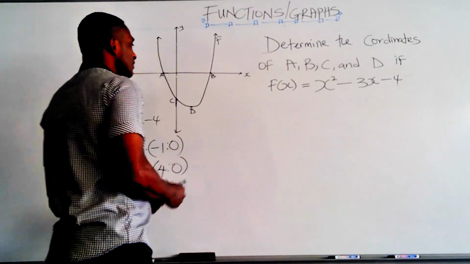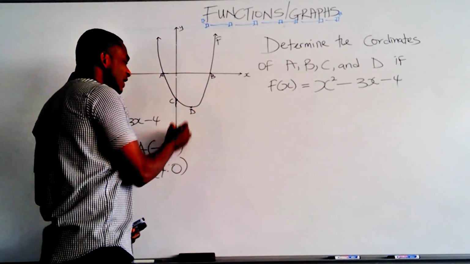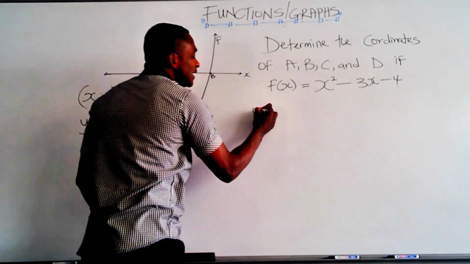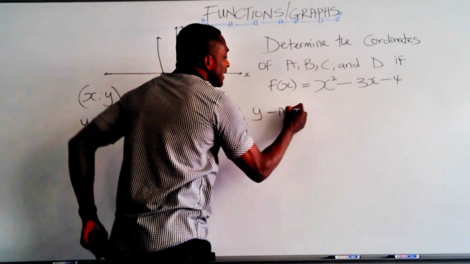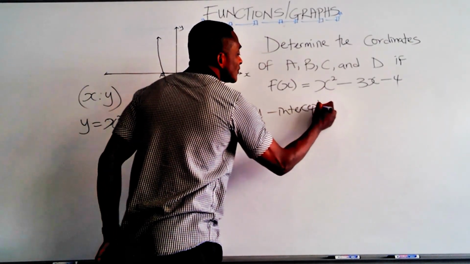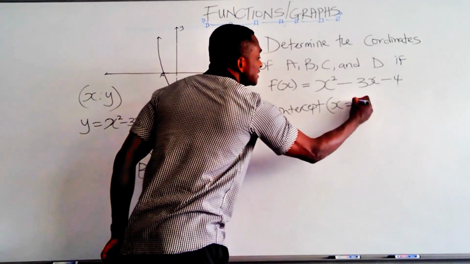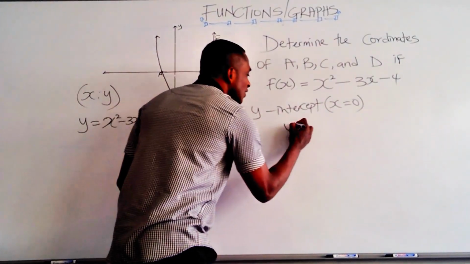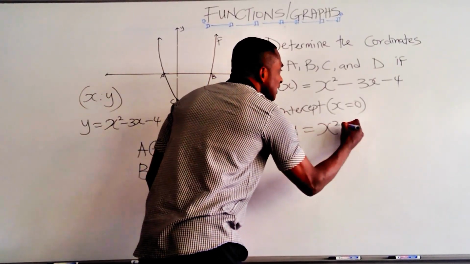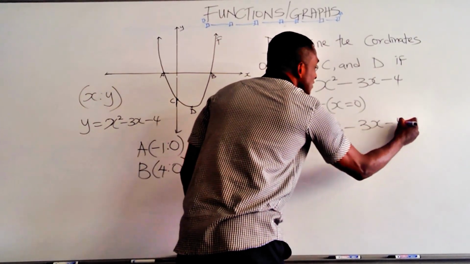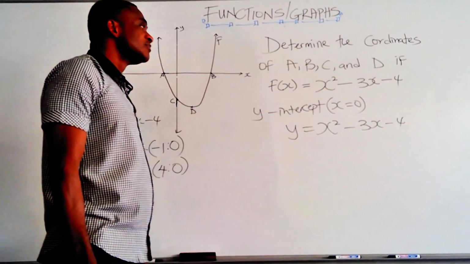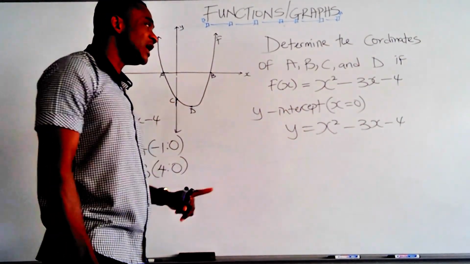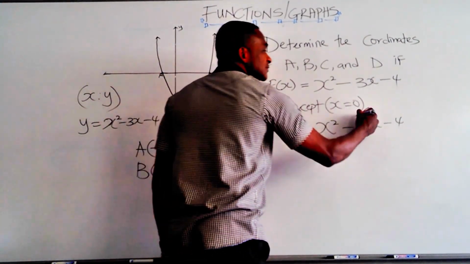For C, C is touching the y-axis. So, in a nutshell, C is the y-intercept. At the y-intercept, it says make x 0 in the given equation. This is the given equation, y equals x squared minus 3x minus 4. Make x 0 to get your y-intercept.